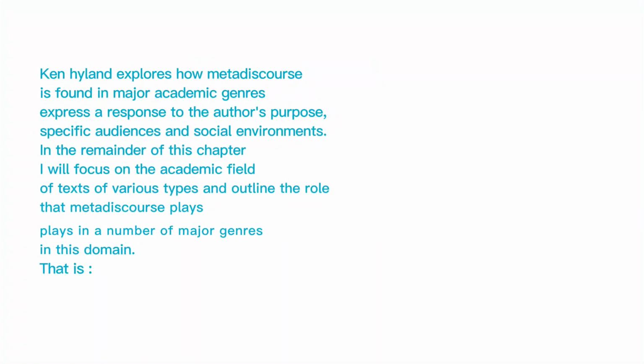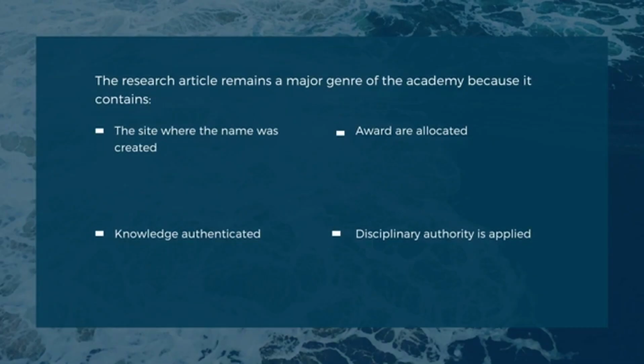Ken Hyland explores how metadiscourse is found in major academic genres, expressing a response to the author's purpose, specific audience, and social environment. In the remainder of this chapter, I will focus on the academic field of texts of various types and outline the role that metadiscourse plays in a number of major genres in this domain, that is, metadiscourse in academic research articles. The research article remains a major genre of the academic because it contains the set where the name was created, acknowledged, authentic awards are allocated, and the last one is disciplinary authority is applied.